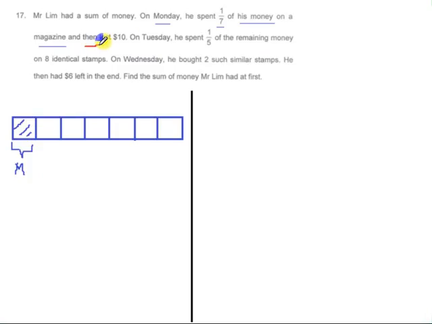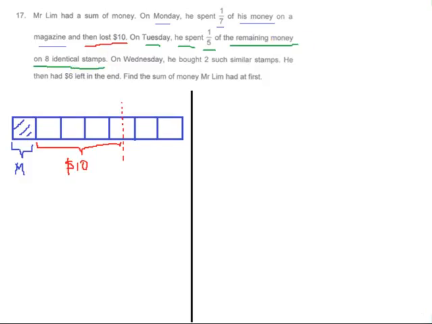Then he lost $10. So we need to represent this $10 that he lost on the model as well. But we do not know how many units this $10 is worth. So we will have a rough guide to say that maybe $10 is up to this area here, and this is the $10 that he has lost. The next sentence then says that on Tuesday, he spent 1/5 of the remaining money on 8 identical stamps.